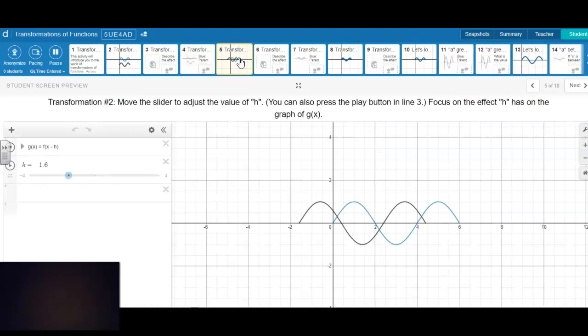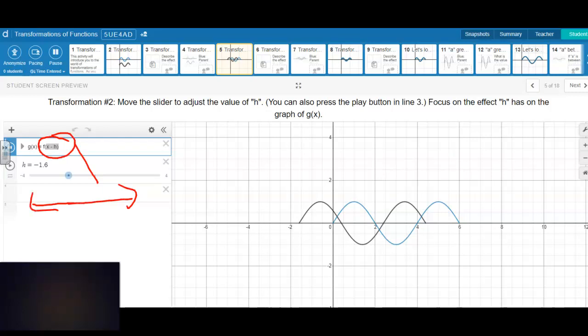Now again, the blue is the parent graph and the black one is the new one, or the child graph. Now you might notice that we're looking at a number inside the parentheses right here. See that? If we change a number inside the parentheses, that's going to be a horizontal shift. That means it's going to move sideways, either left or right.